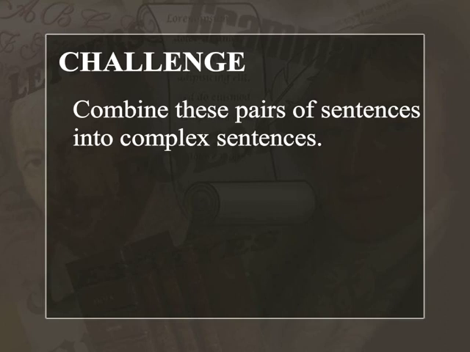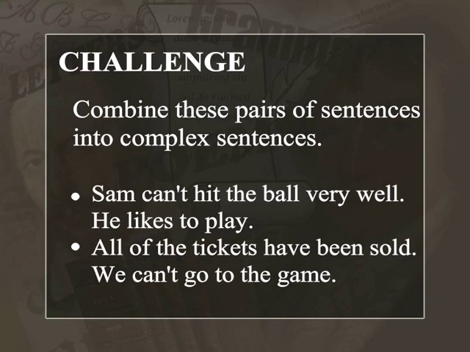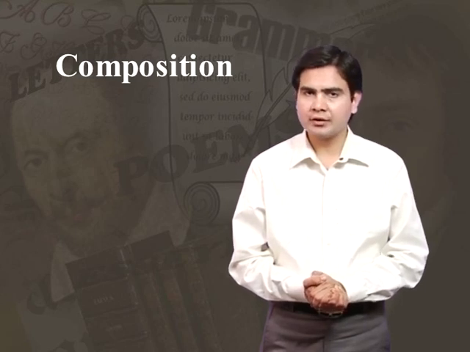Combine these pairs of sentences into complex sentences. Sam can't hit the ball very well. He likes to play. All of the tickets have been sold. We can't go to the game. We may change a compound sentence to a complex sentence for variety.